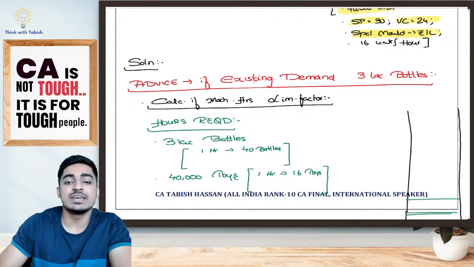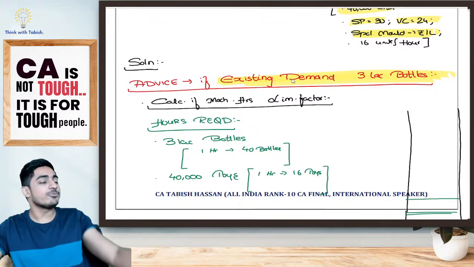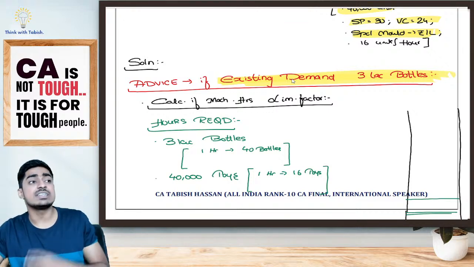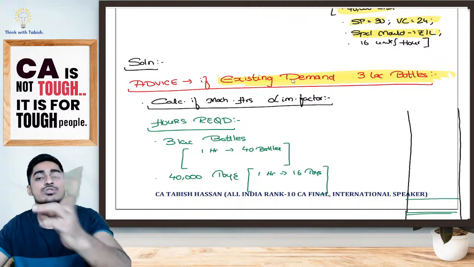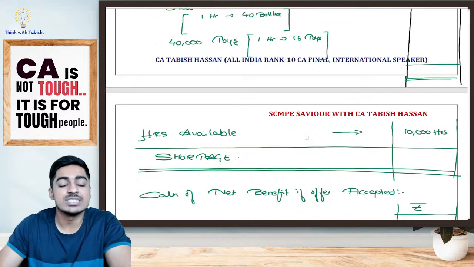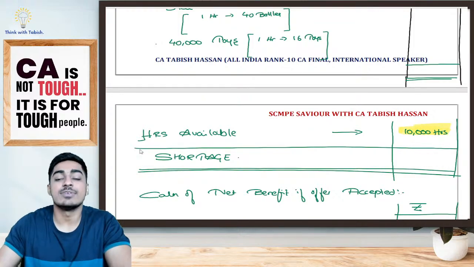First, if the existing demand is 3 lakh bottles, we see if we have the capacity or not. Yes or no? Firstly, we see if we have the capacity. Can we produce both? We have 3 lakh bottles, and toys also. Whether both can be produced is what we see. How many hours are there? 10,000 hours. How many hours are required?